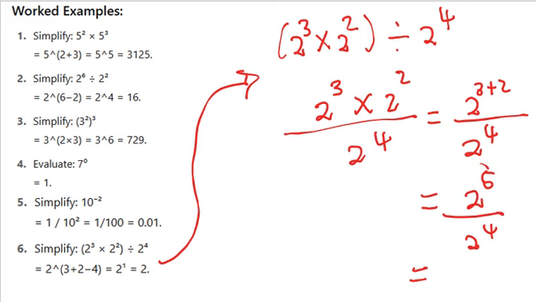To solve this, you're going to take one base, and what do you do? Subtract the exponents since you are dividing. 5 minus 4, and this will give you 2 to the power of 1. How easy is that one? It's very, very easy, right? Yes, very, very easy.